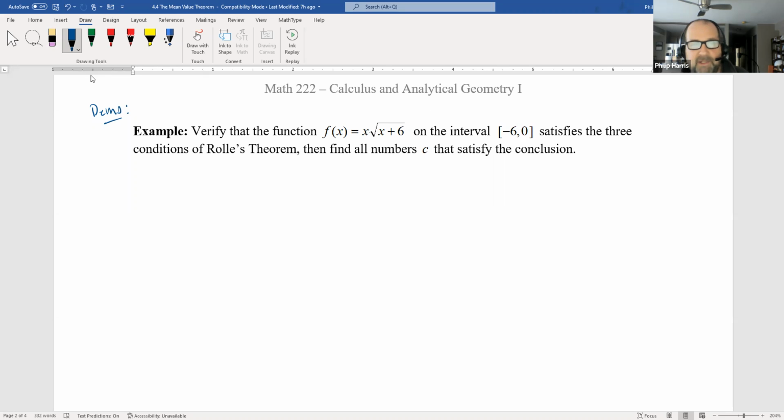All right, so the conditions: 1, we need that f of x is continuous on the interval from -6 to 0. So is that true? How do we do continuity for a non-piecewise function? The answer is that non-piecewise functions are continuous on their own domain.